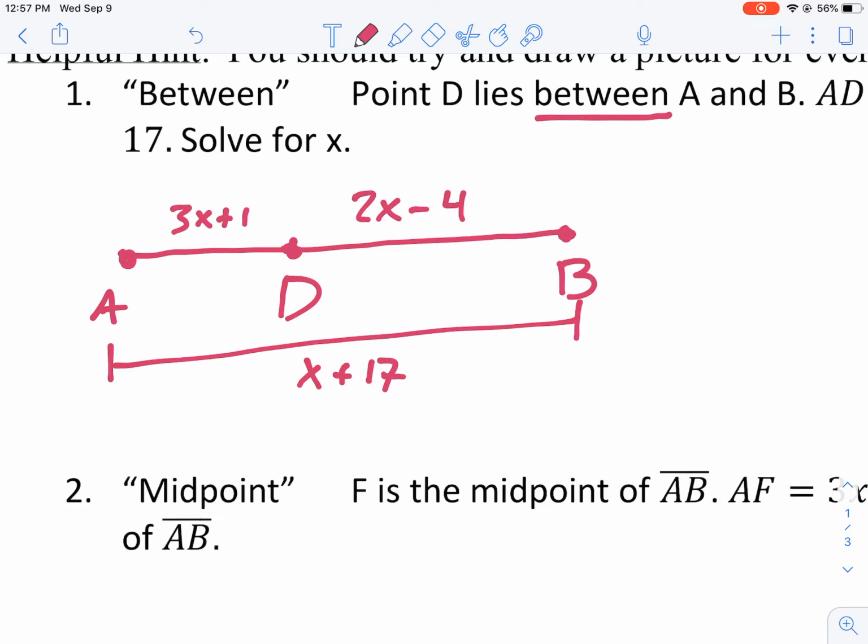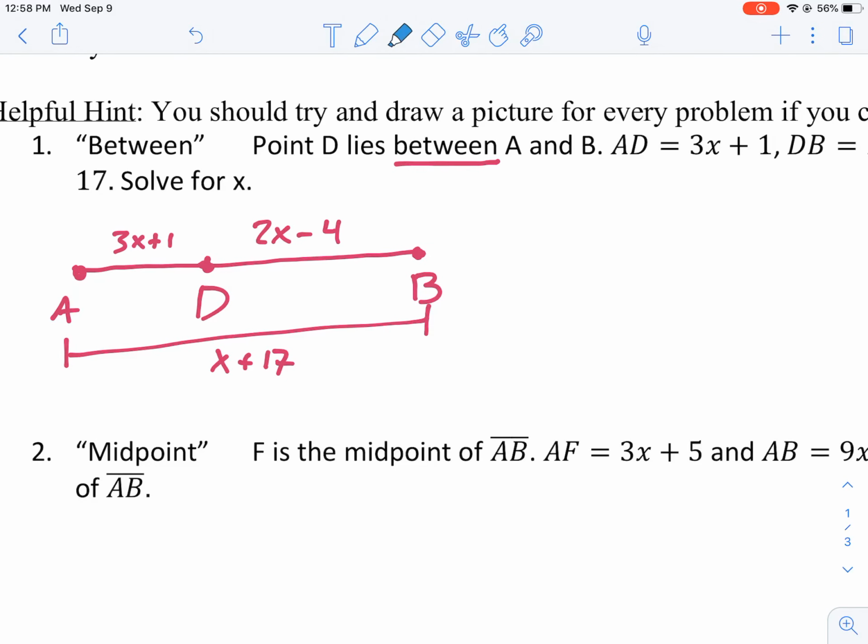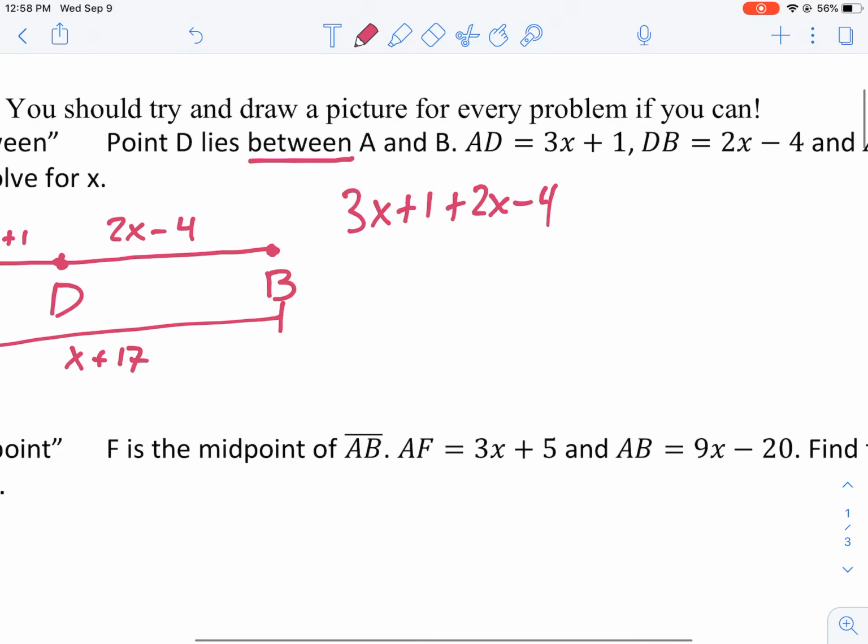So this problem is a little bit different in the fact that they don't give us a whole number. They give us 3 expressions, okay? But you set up your equation the same way, all right? Part plus part equals whole. AD plus DB equals AB. So in our equation, this part right here, this is what's going to be alone on the other side of the equal sign. That's what the other two things are equaling. It's the whole length. So your equation is going to be 3x plus 1 plus 2x minus 4 equals x plus 17, all right?